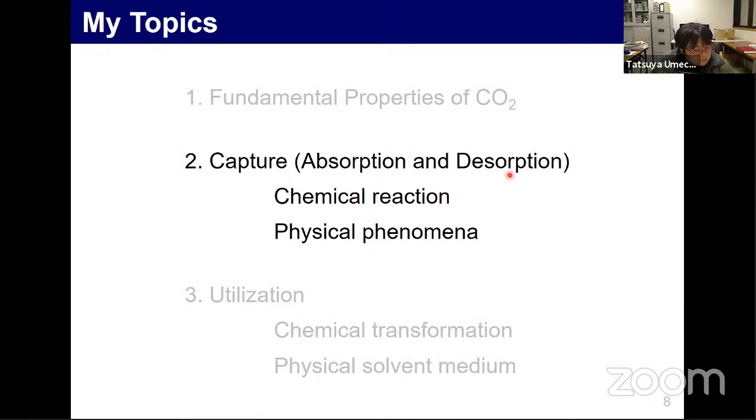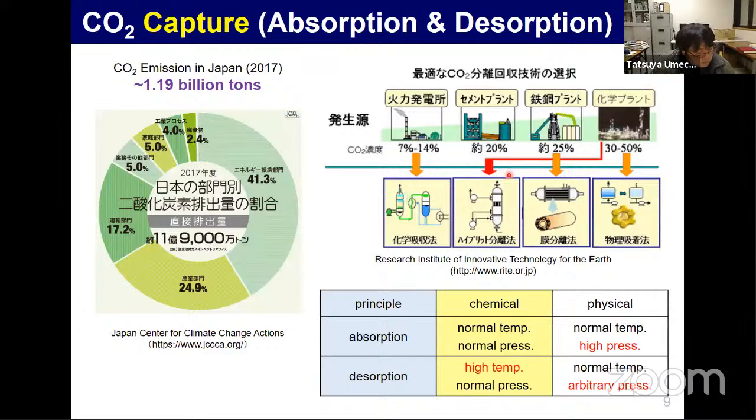Next is about absorption and desorption of carbon dioxide. The left figure shows the amount of carbon dioxide emitted in Japan in 2017. The emission amount of carbon dioxide in 2017 was about 1.19 billion tons. Over 80% of the emission amount comes from energy conversion, such as refineries and power plants, from industries such as factories, and from transportation such as automobiles.